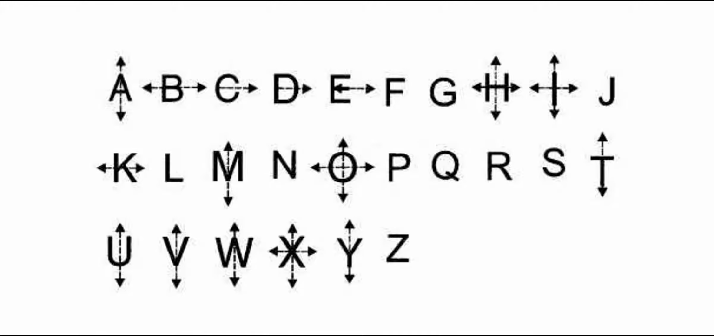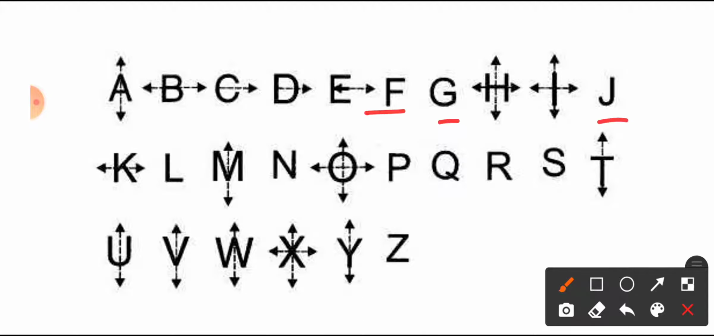Then no lines of symmetry means in how many figures there is no line of symmetry possible. So you can see F, G, J, L, P, Q, R, S and Z. It is not possible to make any lines of symmetry because we cannot divide P vertically or horizontally such that both the parts are equal.